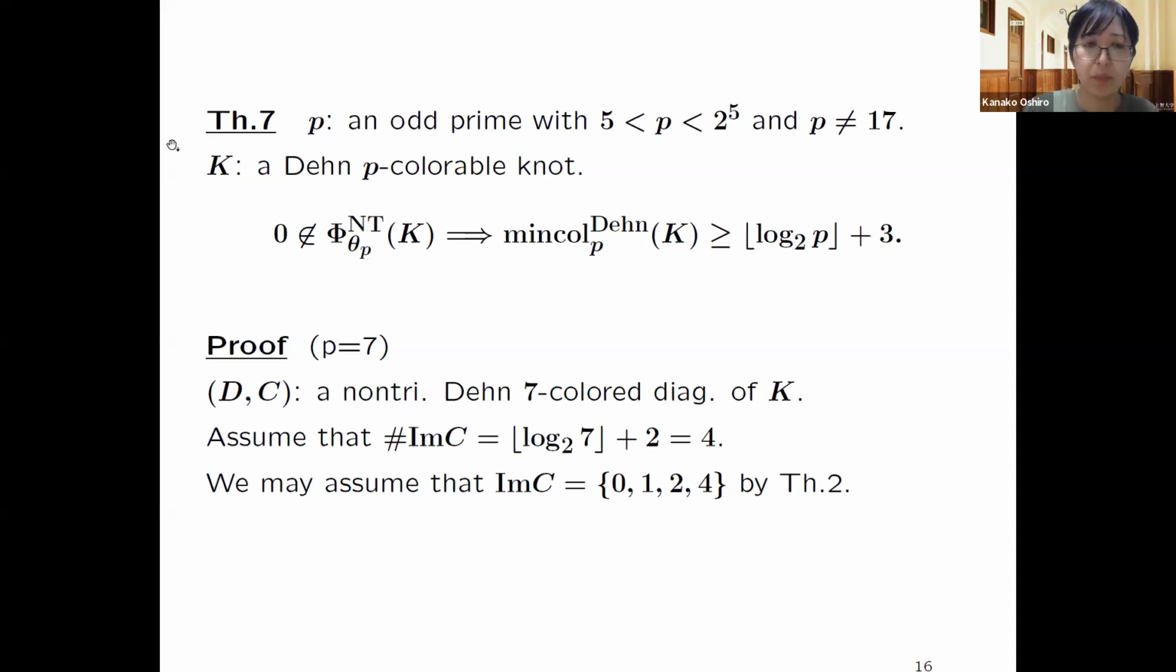So I'd like to show this property when p is equal to 7. Let D_C be a non-trivial DMP 7-colored diagram of K. Assume that the number of colors is equal to the floor of log base 2 of 7, plus 2, which is equal to 4. By using theorem 2, which gives a candidate of colors, we may assume that the colors are 0, 1, 2, 4.